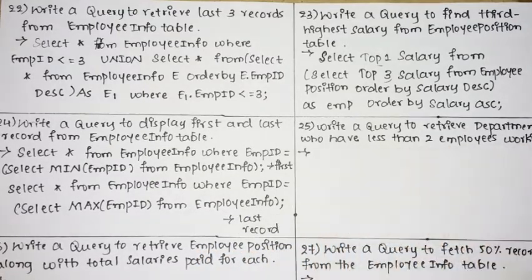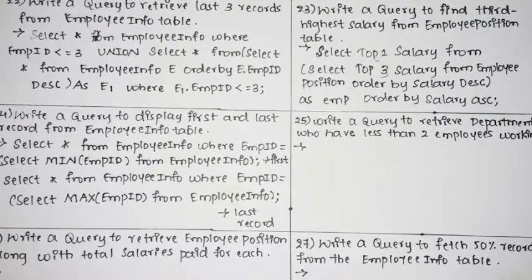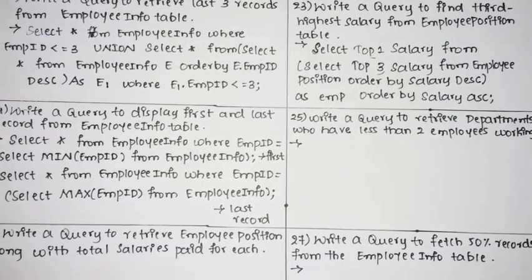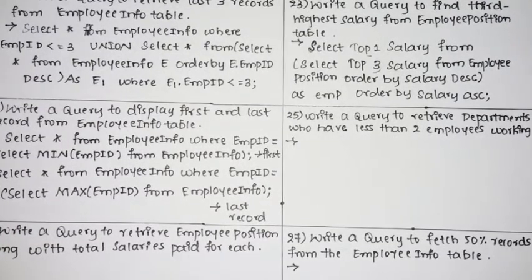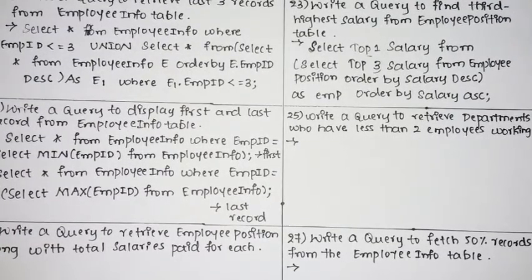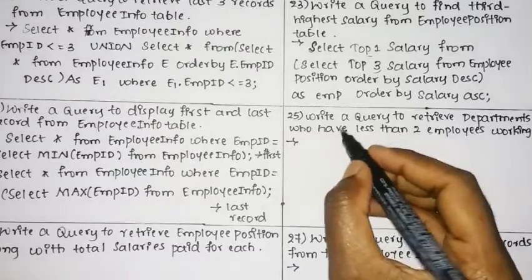So then we shall see the next query. Write a query to retrieve the departments who have less than 2 employees working. So you need to write a query to retrieve the departments who have less than 2 employees working.